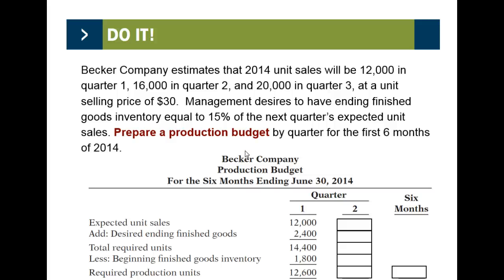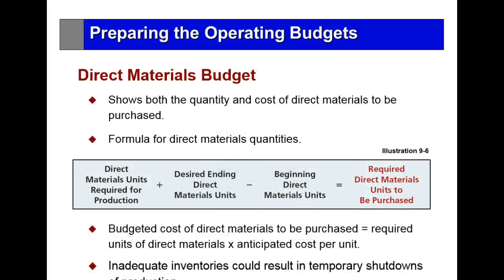So let's look at the next quarter. Expected unit sales in quarter two will be how much? 16,000. Our ending finished goods we want should be 3,000, which means we need 19,000 units, but subtract from that what we had in beginning finished goods, and that shows us how many we need to produce. So you keep doing that to then come up with a manufacturing budget.